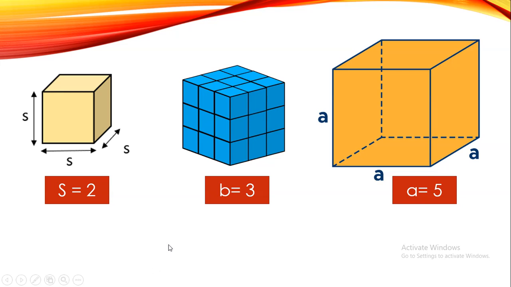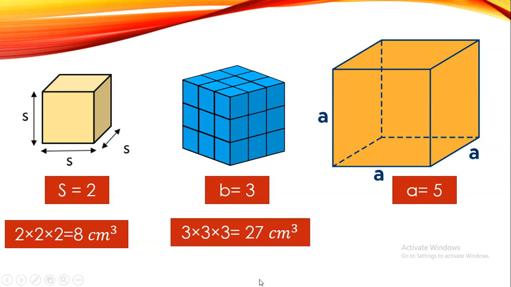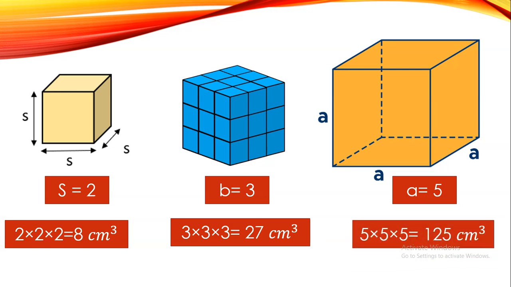Now we're going to find the volume. For this cubic here, the volume equals 2 times 2 times 2, and that's 8 cubic centimeters. What about this one? 3 times 3 times 3, that's 27 cubic centimeters. The last one, can you calculate its volume? It's so easy now, right? 5 times 5 times 5, and that's 125 cubic centimeters. Don't forget to write the unit.